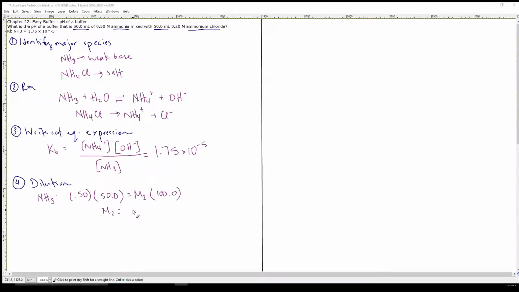So our ammonia is 0.25 molarity in this buffer initially. At equilibrium, it might be different.